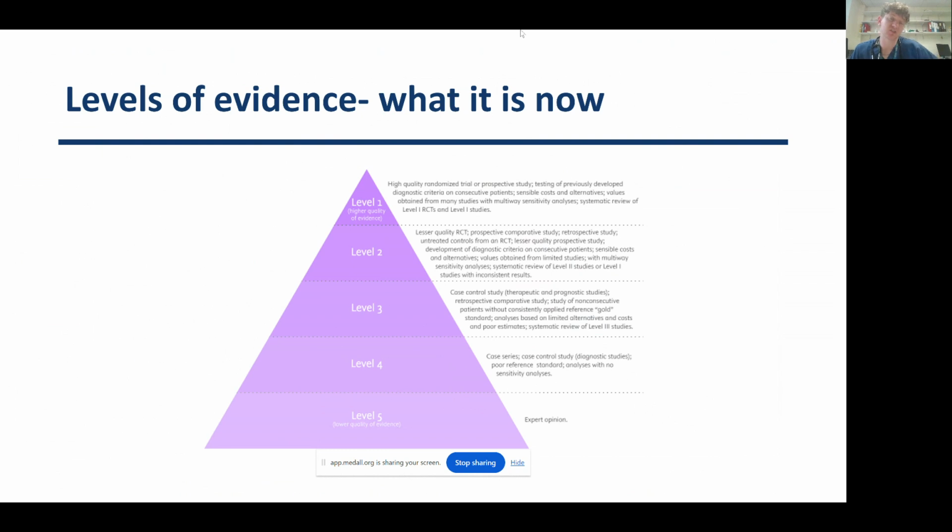So hopefully that should deter people from doing a meta-analysis unnecessarily, thinking it's going to change their study and make it the highest form of evidence. It's really based on the literature that you actually include.